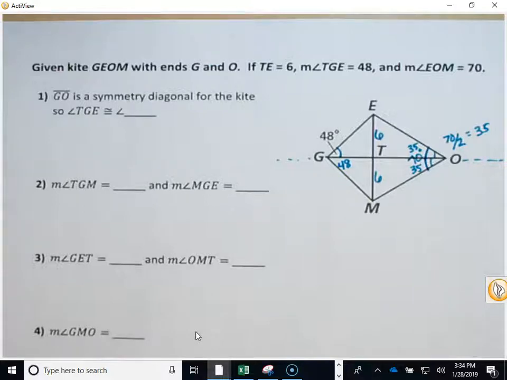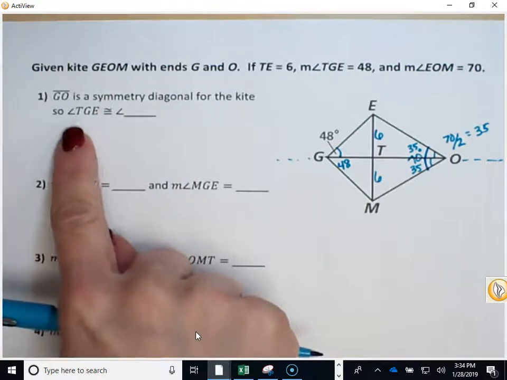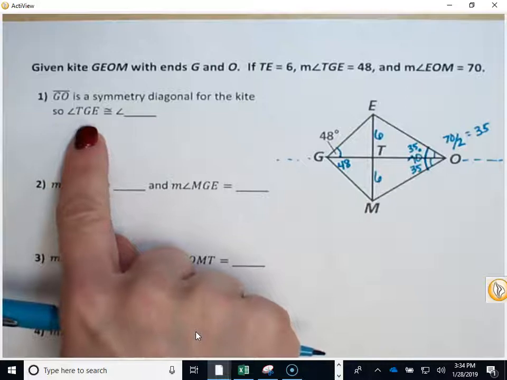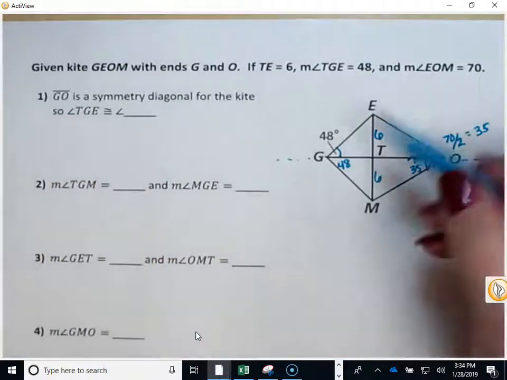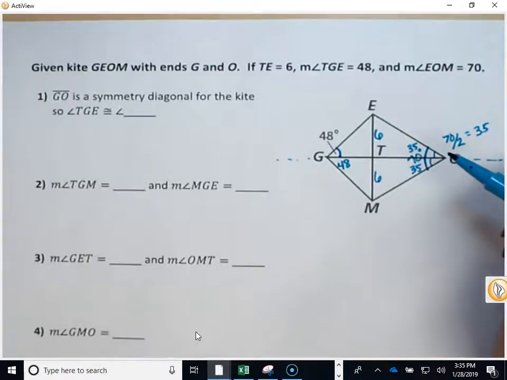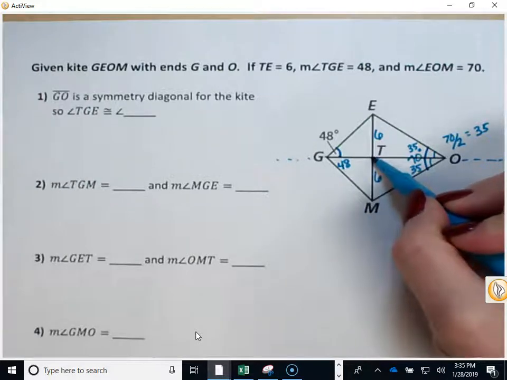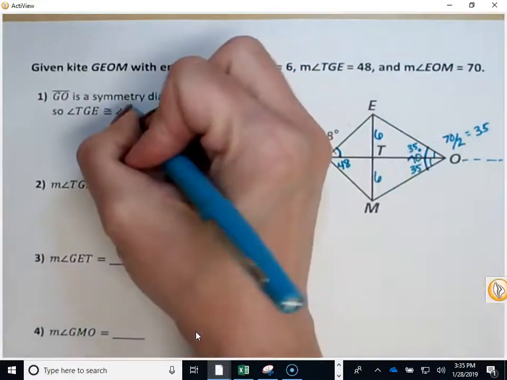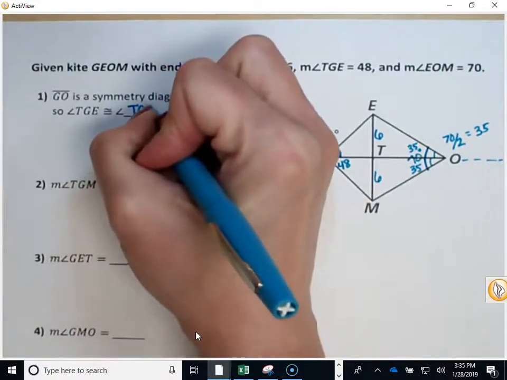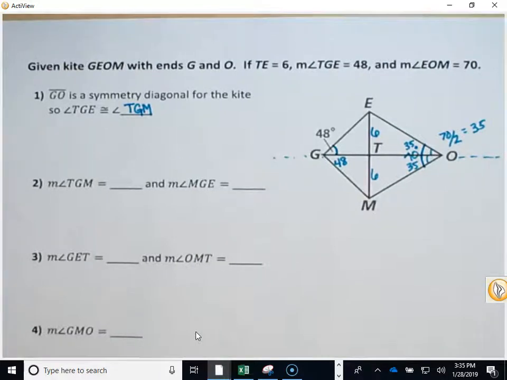So let's see what questions they asked. That was me just looking at the diagram, seeing what I can figure out based off the information they gave me. They said, since GO is a symmetry diagonal for the kite, angle TGE is congruent to what other angle? So going from T to G to E, they're talking about this angle, and they want to know what other angle it's congruent to. Well, if that angle's 48, then this angle's 48. So the angle we're putting there is T to G to M. All right, so those are the two angles that are equal to each other.